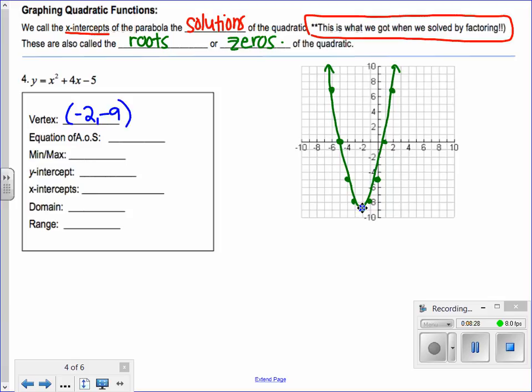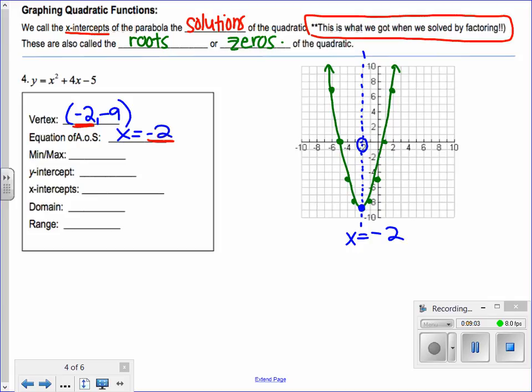Now, the equation of the axis of symmetry can be tough. This is the line that goes right through the vertex, right down the middle of the parabola. That's a vertical line, and vertical lines cut through the x-axis, so they have an equation x equals. And the x value it equals is where it cuts through the axis at negative 2. So that's the equation of the axis of symmetry. Notice that negative 2 is the same value as the x value of the vertex because it cuts through that vertex.